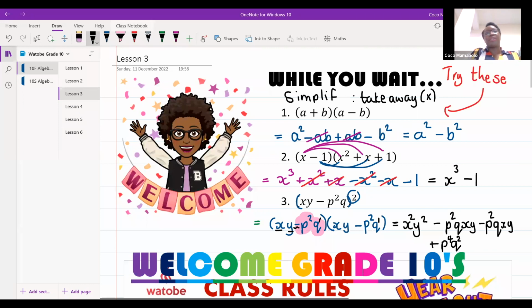So I'm going to simplify this quickly because these two are like terms. I've got a like term here and a like term there. So I'm going to go x squared y squared, minus, I've got negative 1 minus 1, that's going to give me minus 2 p squared q xy. And then this one is just going to add on to the end, plus p to the power 4 q squared. Okay, we're going to have to practice this.